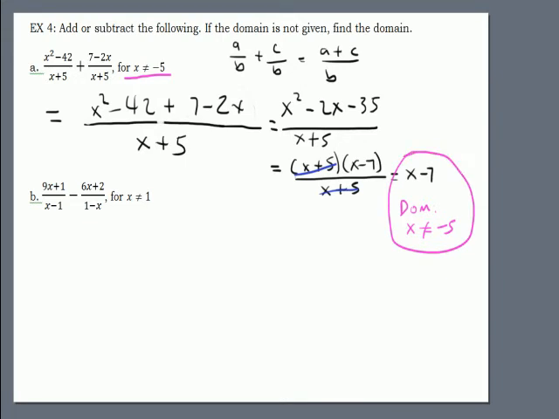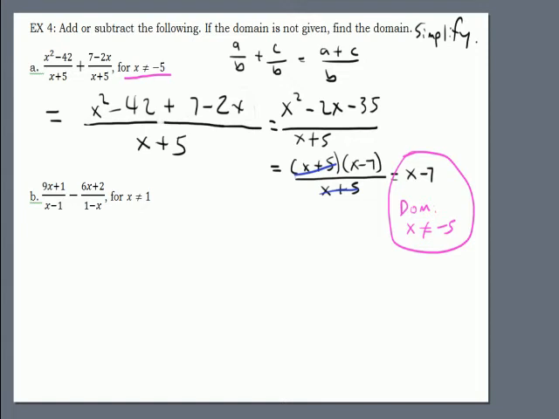Alright, so that's my answer there. And it didn't say this here, but we certainly want to simplify. So let me maybe write that in with my instructions. Okay, B. Now here we're subtracting two rational expressions. And we first want to start off by finding the least common denominator if those denominators are not the same.